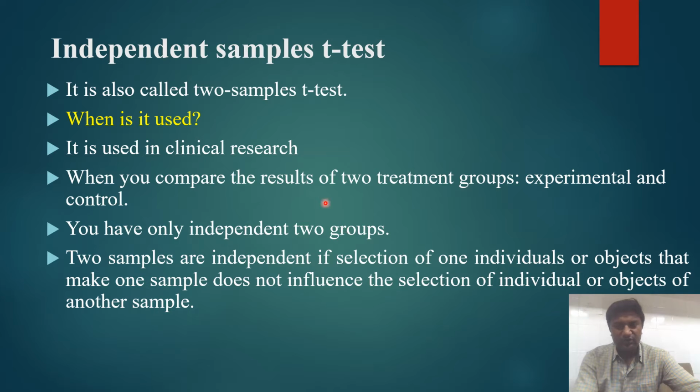When you have two groups, you can apply this t-test, but these two groups must be independent. Independent means the two samples are independent if the selection of one individual or object that makes up one sample does not influence the selection of individuals or objects of another sample.